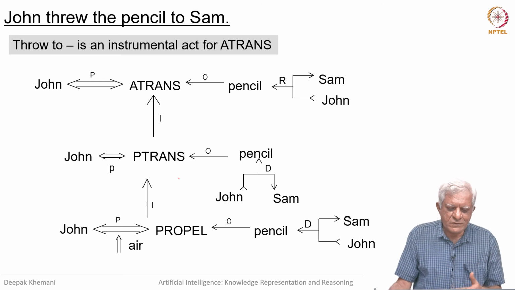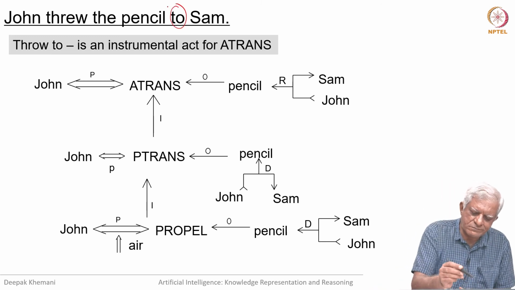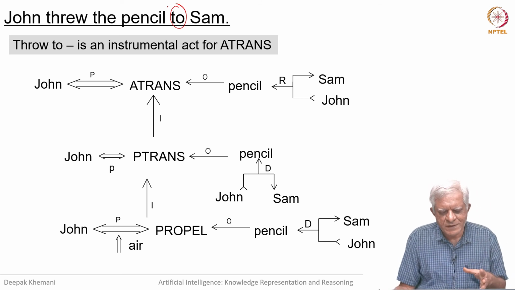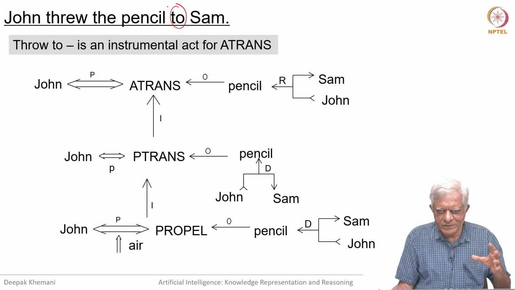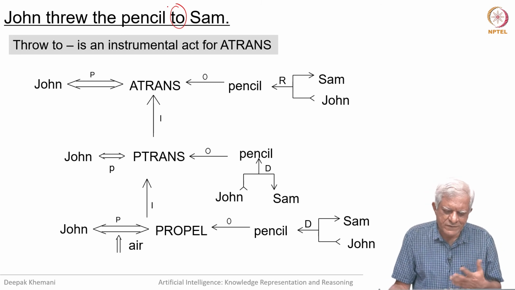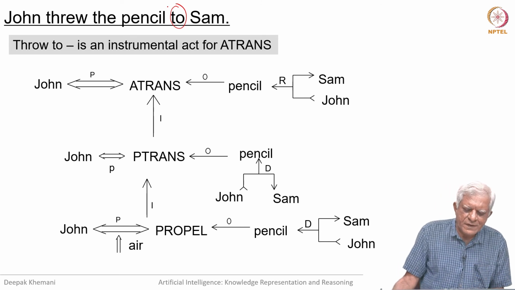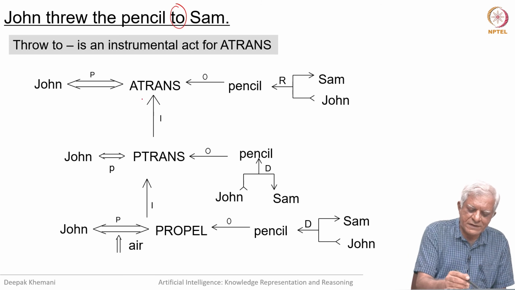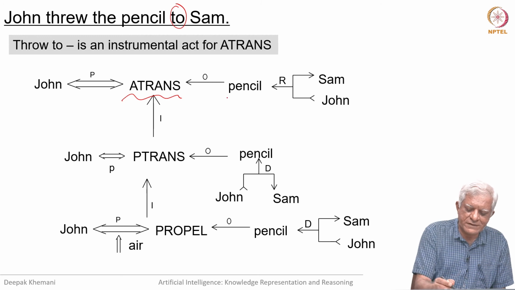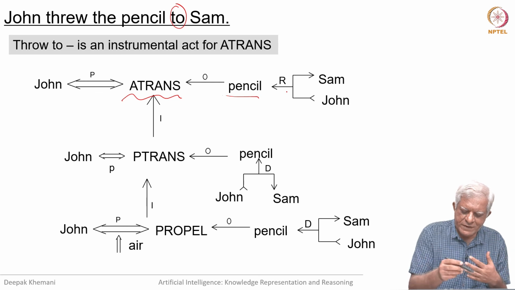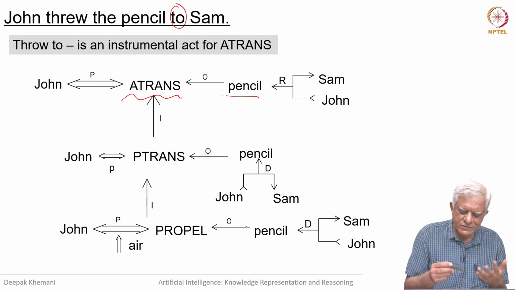If you want to say John threw the pencil to Sam, so "to" is modeled as A-trans here. So, it is different from "at Sam". You throw a rock at Sam, you do not want to give it to him, but when you say throw a pencil to Sam, you want to give it to him. So, everything else is the same that we saw earlier, but the high level conceptualization is A-trans, that John A-trans the pencil to Sam and he did it by throwing it to Sam, which we have already seen is P-transing in the air using propel.